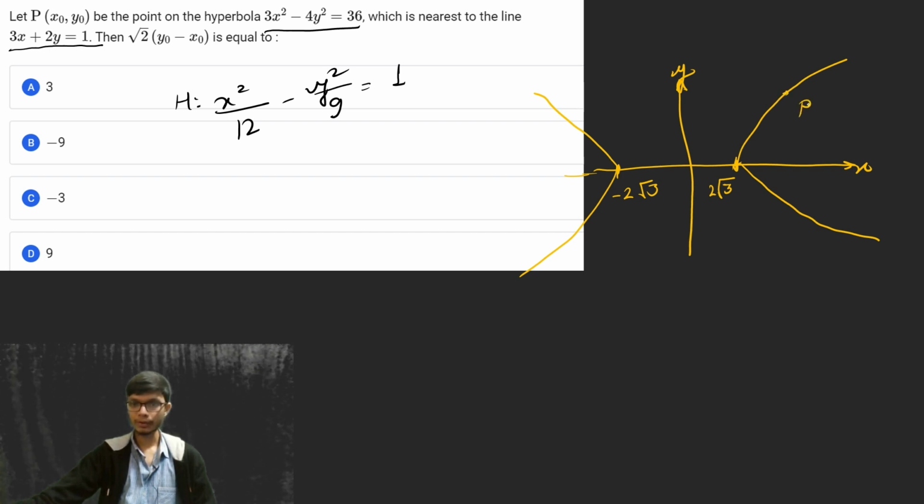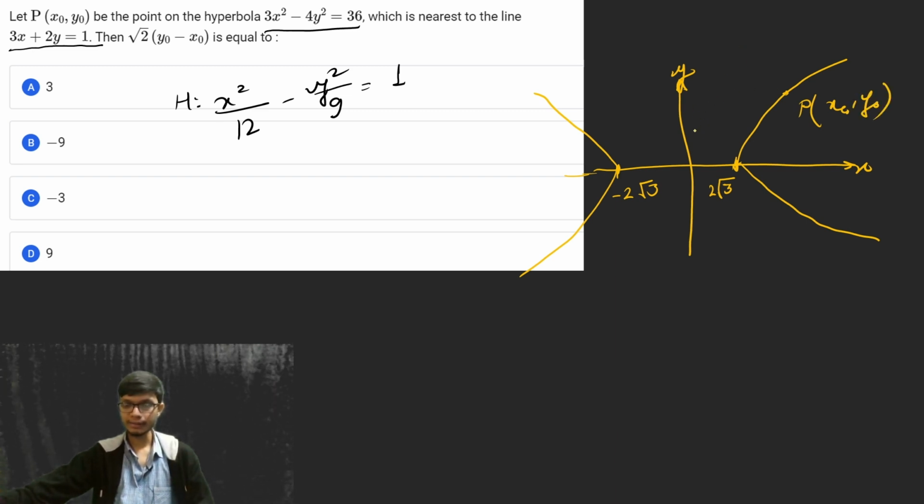So P is a point on the hyperbola, that is (x naught, y naught), which is nearest to the line. There is a line 3x plus 2y is equal to 1. Now 3x plus 2y equal to 1 will have the x coordinate as 1 by 3 and the y coordinate as 1 by 2. So some line like this, I can draw this line in this fashion.